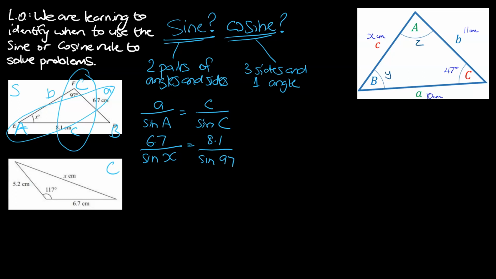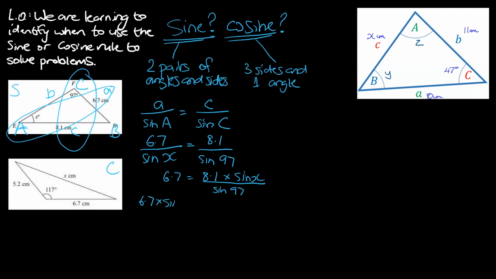From there, we do our algebraic rearranging just to solve for x. Here, 6.7 is going to be equal to 8.1 times sine x, and then we divide by sine x, moving it to the other side. That's going to be divided by sine 97. We then move the sine 97 over; that's division, so it'll become multiplication.